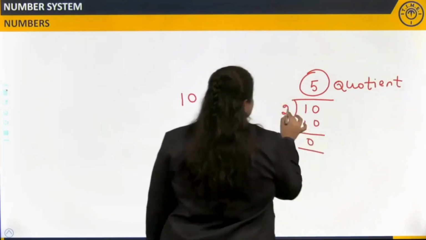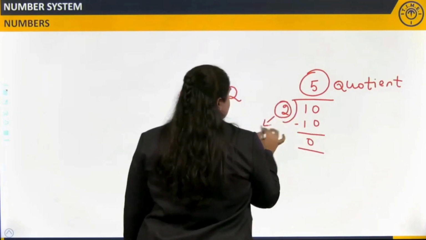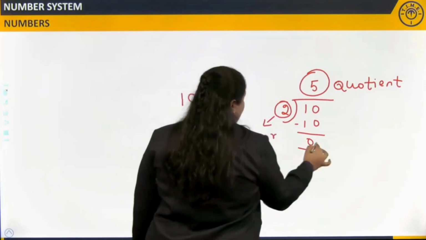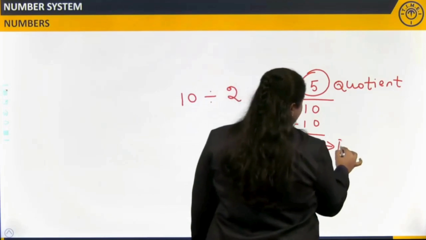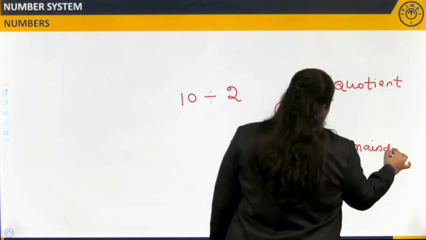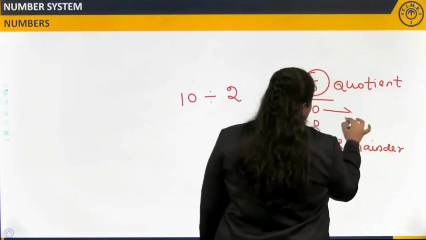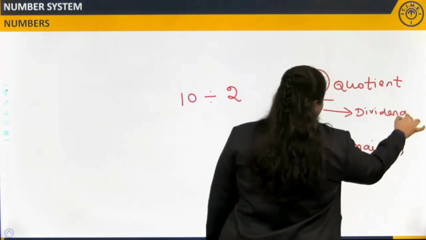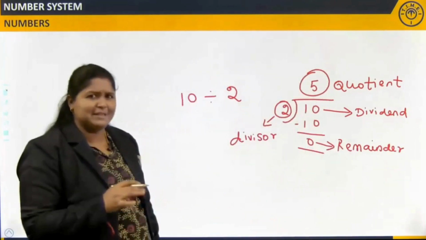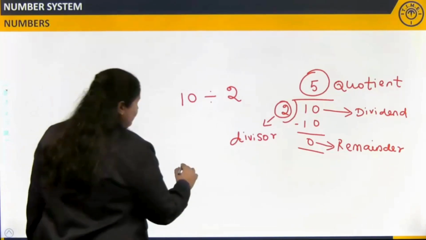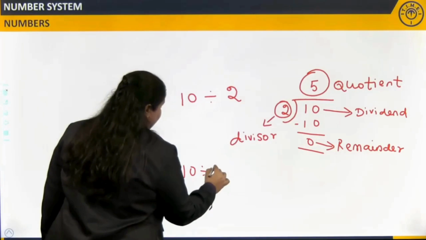Okay. What is the name for this? This is the divisor, okay. What about this? This is the remainder, right? And what about 10 here? 10 is the dividend. We know these things.